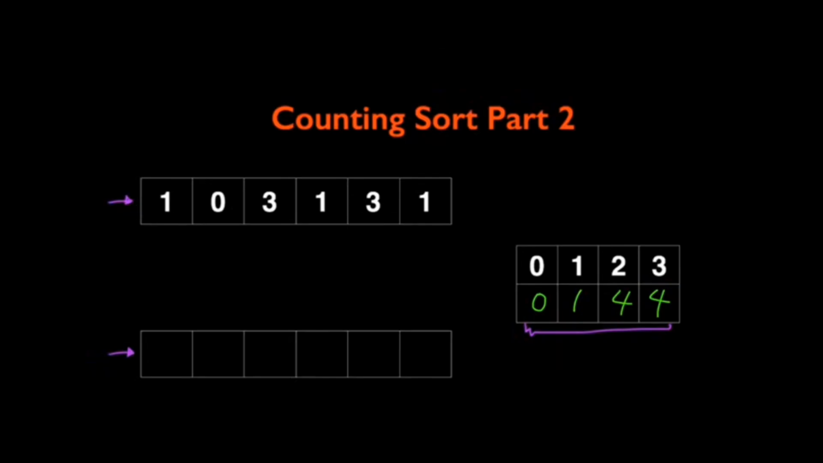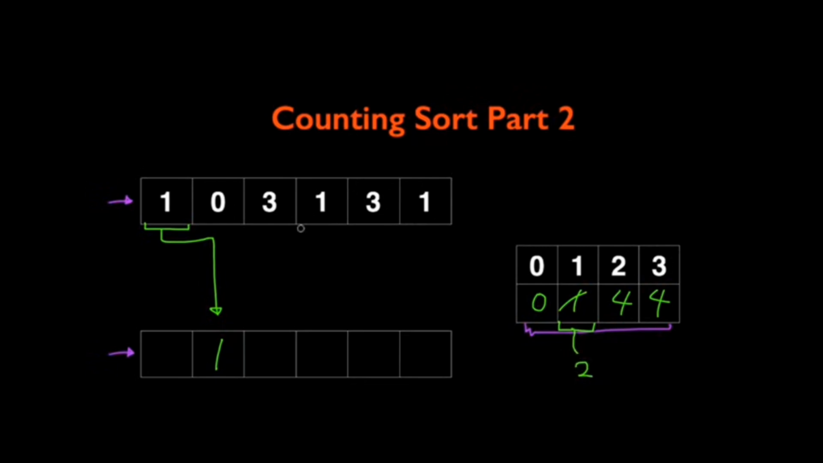When we're looking at the first element of this array, which is 1, we're going to check what the starting index should be for this number from the array that we constructed. We see that the starting index is 1, so we're going to put this number into index 1 of the new array. And then we're going to increment our starting index by 1, and it becomes 2.